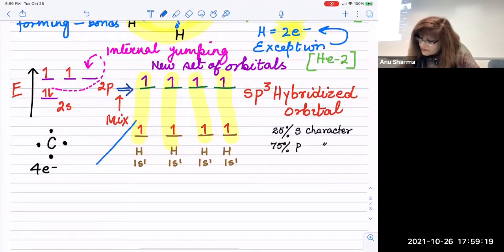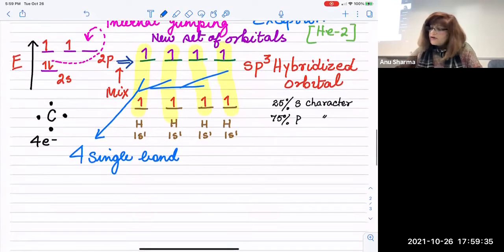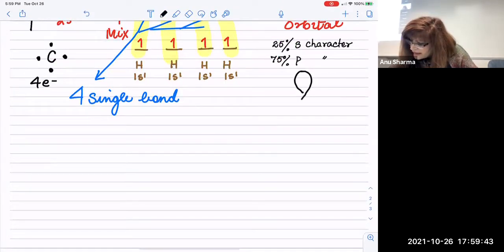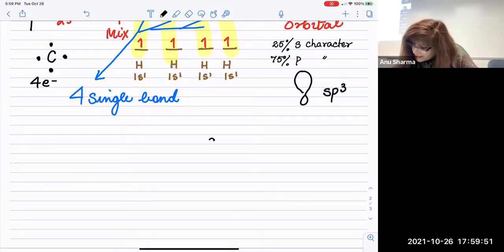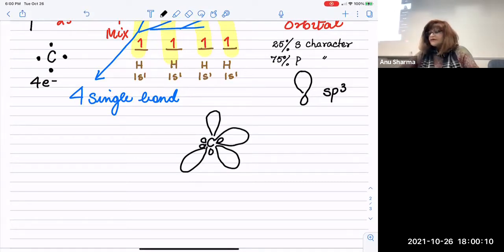So 1, 2, 3, and 4. These are 4 single bonds, and those 4 single bonds are also shown in the hybridized state. So look at this. First of all, this is the p character, and a little bit is the s character. So this is the sp3 hybridized orbital. Now here is carbon, and you draw one p character and a little bit of it here. The other one is on this side, the other one is on this side, and one of them is still going to be at the back. So like that.